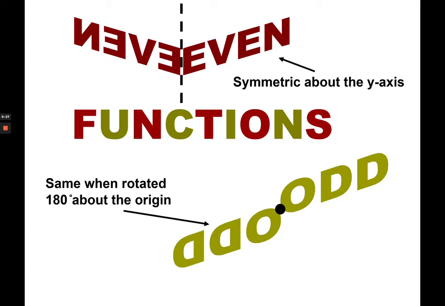There are two ways of identifying if a polynomial is either even, odd, or neither. The first is by looking at the graph. The second is algebraically. Let's start with looking at the graph.